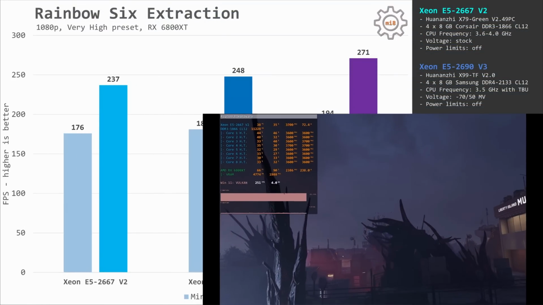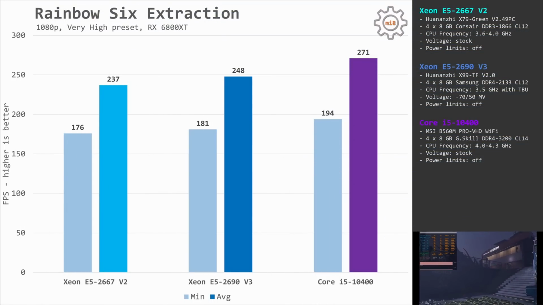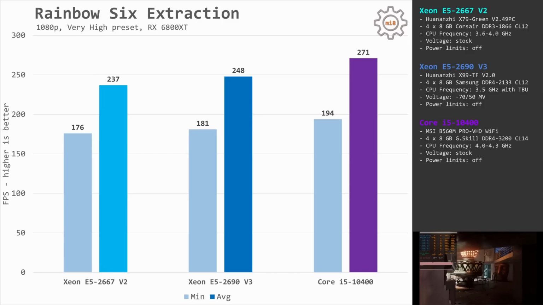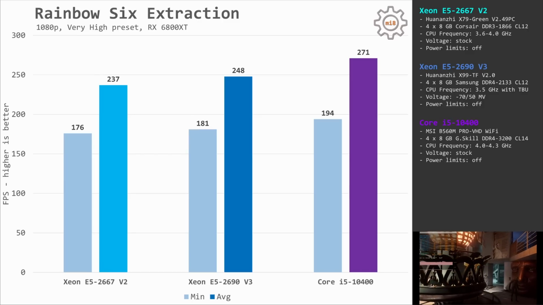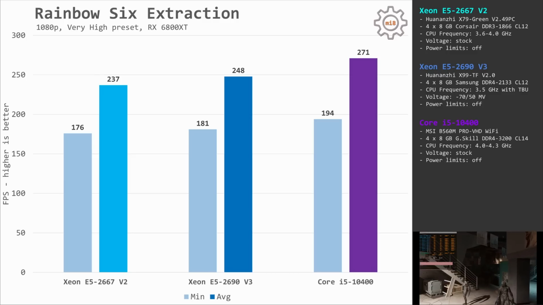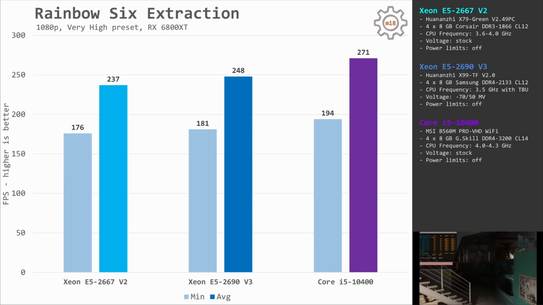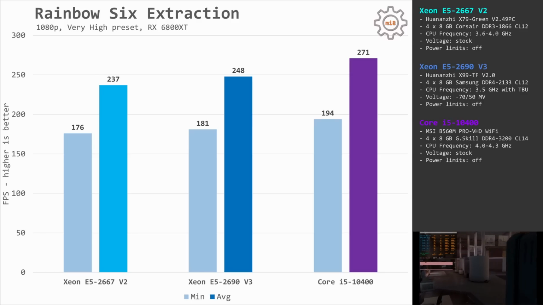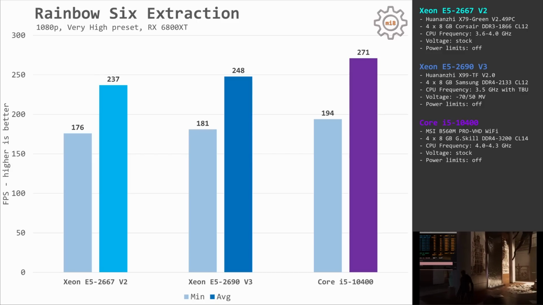Rainbow Six Extraction is also a new title, but this one uses Vulkan API. Here the difference between 2667 and Core i5-10400 is also significant, but maybe not as relevant. Xeon E5-2667 V2 delivers 176 and 237 FPS. Xeon E5-2690 V3 is slightly better, 181 and 248 FPS, while Core i5-10400 is even better, 194 and 271 FPS. Thus, the difference between E5-2667 and Core i5-10400 is more than 30 FPS.